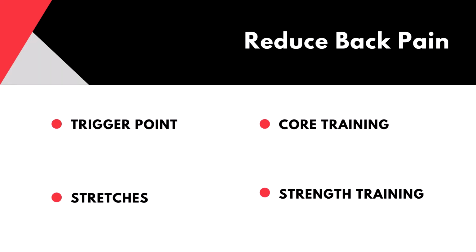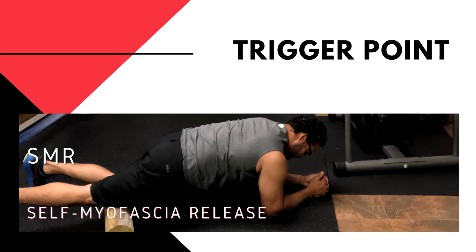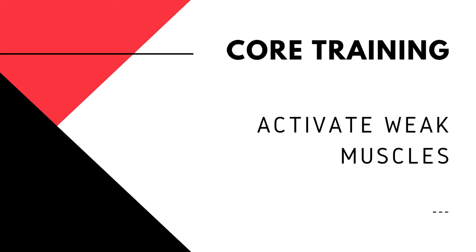So how do I fix this? Pretty easy. I start with trigger points. After trigger points, specific massages on your muscles. Then I move on to the core training to activate the underactive muscle, the weak muscle. Then we'll do some stretches and strength training to activate those core muscles. Trigger point is very simple. It's kind of a self-massage on those very tight and tender muscles. And then with the core training, we're just going to activate all those muscles in here.